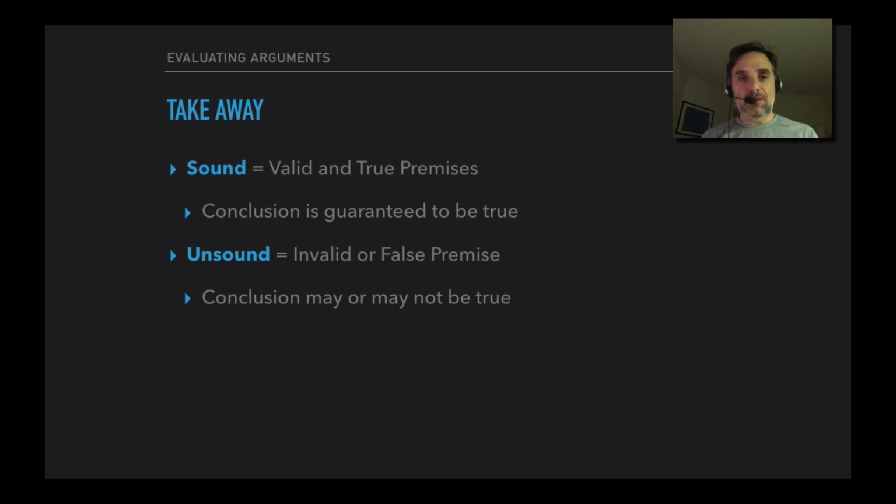But you don't need to remember those. These are the key points. Sound, unsound, what do those terms mean, and when is the conclusion guaranteed to be true or false, or don't know. Okay, so we're going to be using this terminology as we move forward, so you do need to have it memorized.